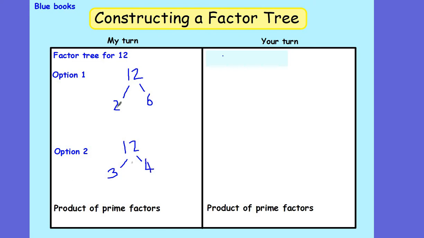Okay, Dylan, over to you. I want 2 numbers that multiply together to give me 6. 2 and 3, great. And Josh, 2 numbers that multiply together to give me 4. 2 and 2.